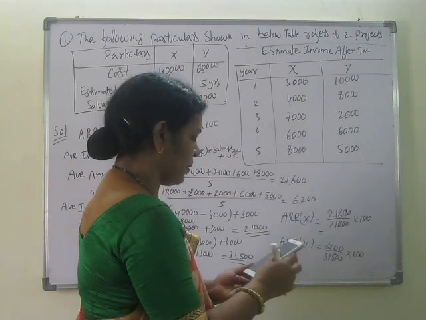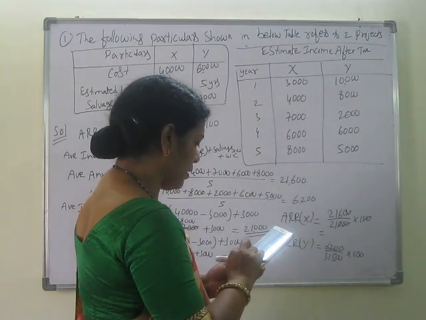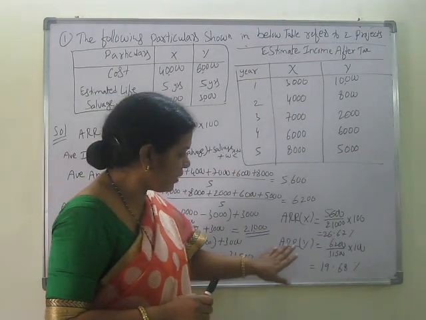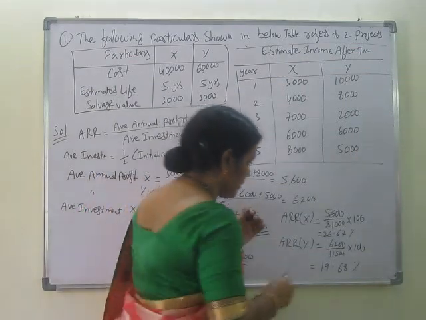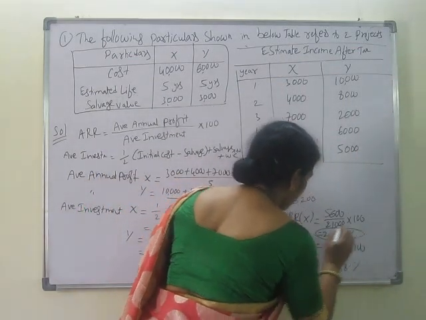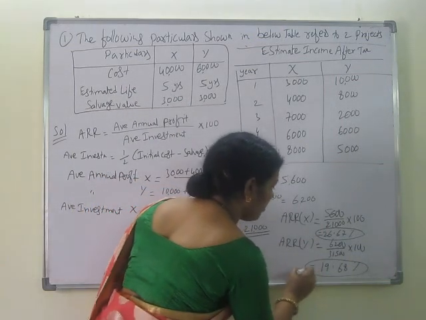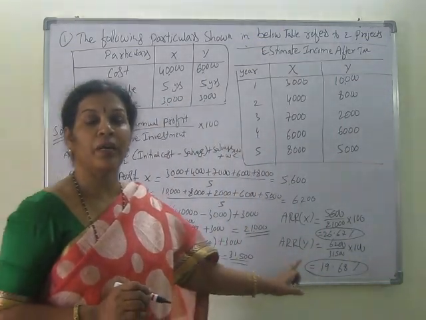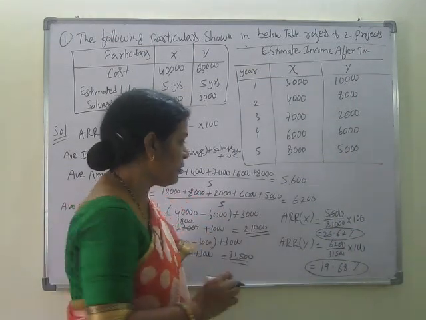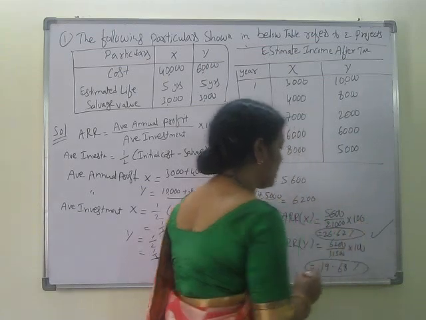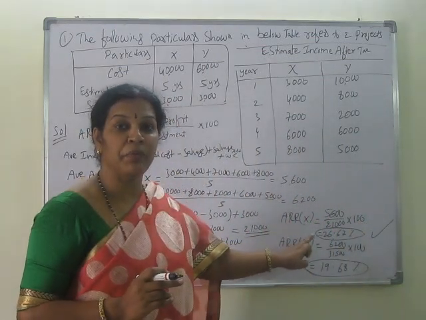2160 divided by 21 comes to, if you calculate, 26.67% for X. ARR for X is 26.67. ARR for Y is 19.68. So at the end, what would you like to say about ARR? Which one is recommendable? Obviously we'll say 26.67 is the highest ARR, for project X. We would recommend project X.